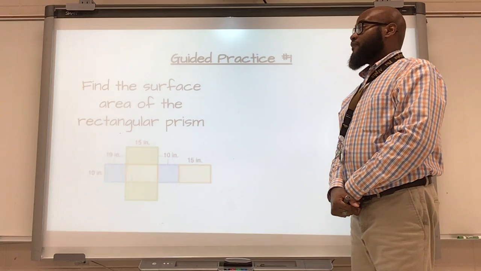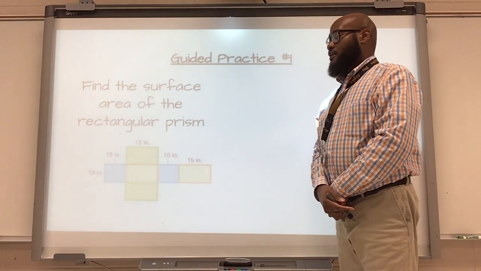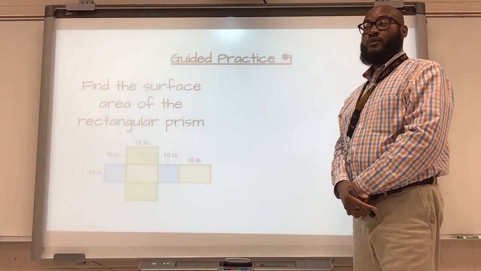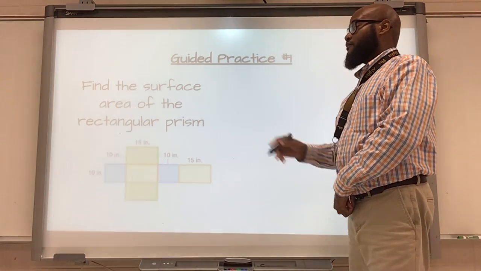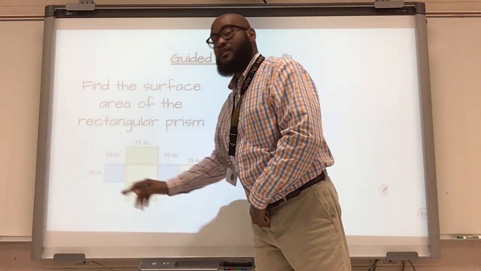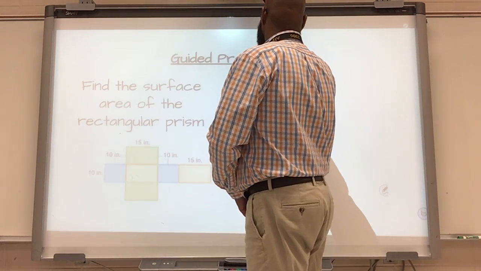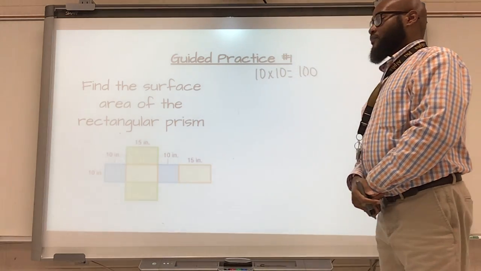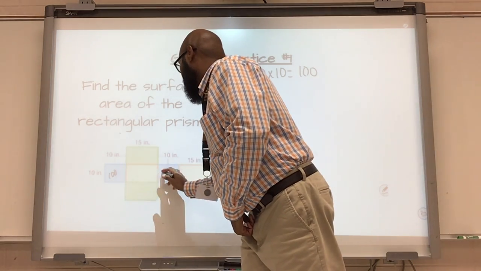Now we're going to get into finding the surface area of the rectangular prism. We have 2 different shapes here, a rectangle and a square. We have to apply the formulas to find the total surface area of each shape. Right here we have 10 by 10, so that makes it a square. So we take 10 times 10, which equals 100. In that box we'll fill in 100, and this one as well.